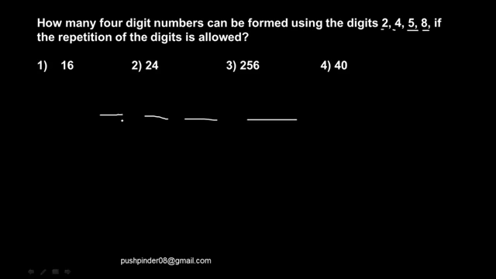So how many numbers can come here? Any of the 4 numbers: 2, 4, 5, 8, because a 4-digit number can contain anything. Over here any of the 4 numbers, over here any of the 4 numbers, over here any of the 4 numbers. My answer is 256. Easy question, right?